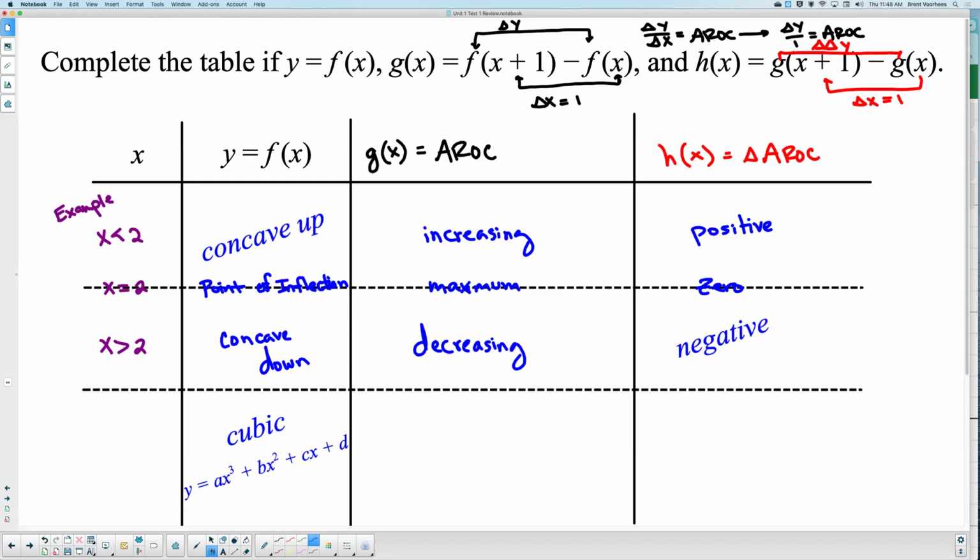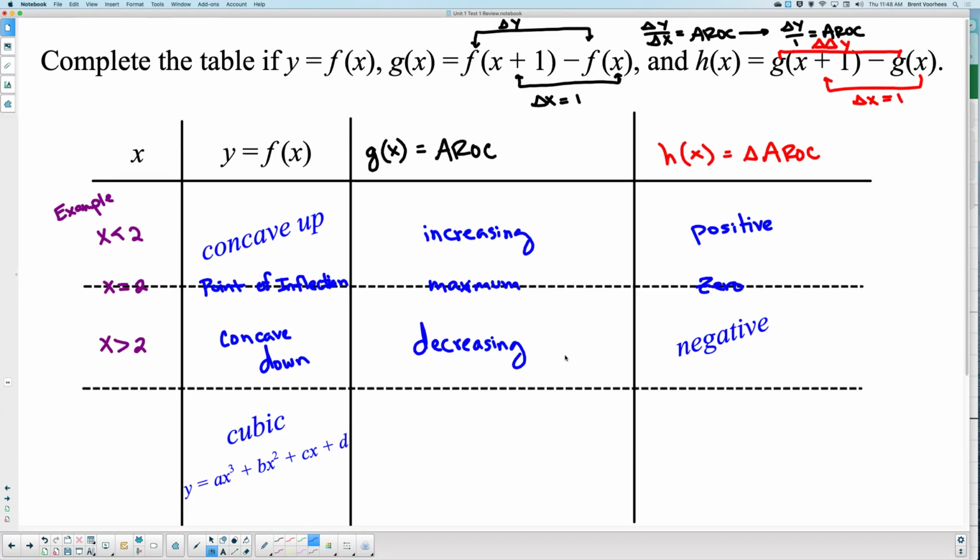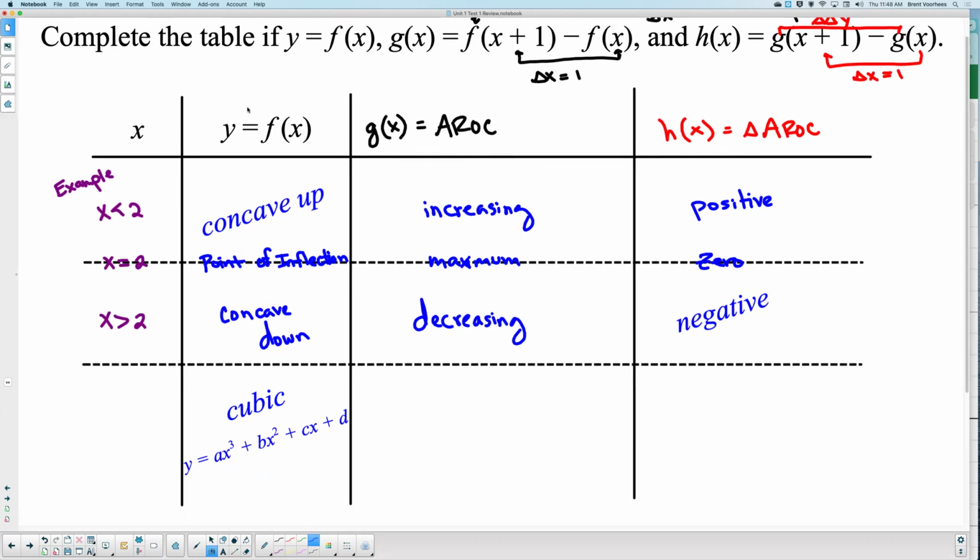Okay, last one. This is a whole new situation. If f of x is a cubic function, what would that mean? What type of function would describe the average rate of change? If this was cubic, what would be true about its average rate of change? Quadratic, yeah. Why would it be quadratic?